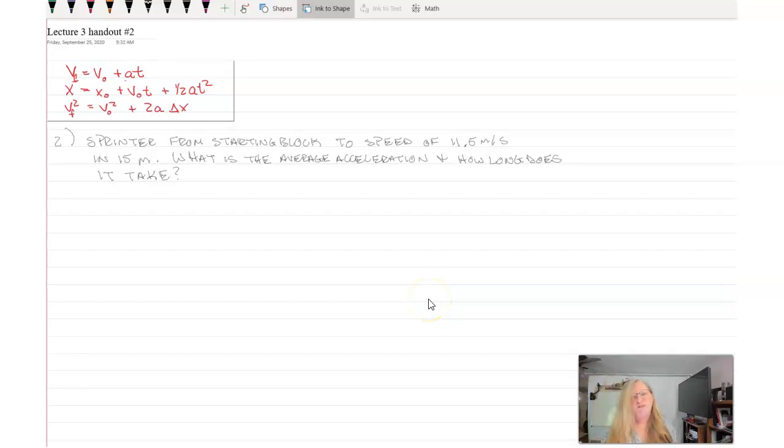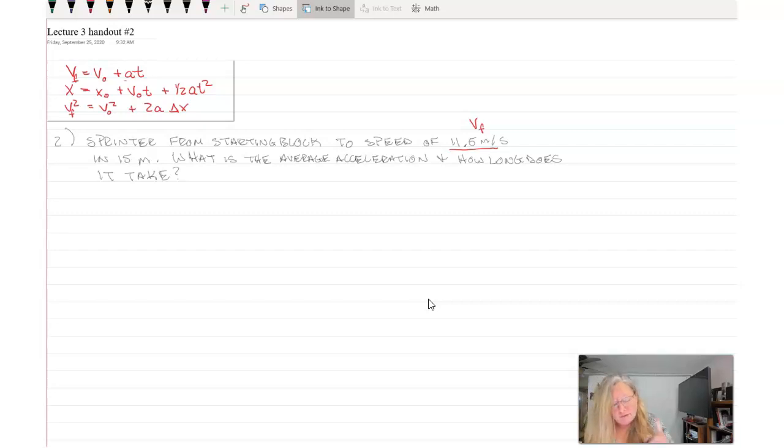Okay, we have a sprinter starting from the starting blocks and reaching a final speed of 11.5 meters per second, and it takes them 15 meters to get there. So let's see what information we're given. I know this here is going to be my V final.